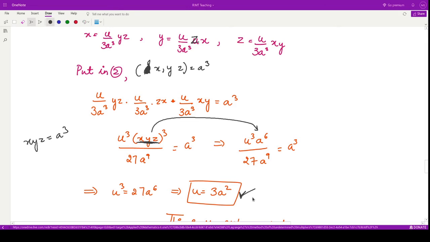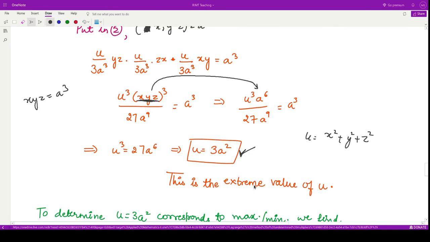So that means here, what was your u? U was the given function, that was x square plus y square plus z square. So this was the given function. So here we are saying, corresponding to this function, 3a square is the extreme value. We do not know what are the stationary points or where this function is maximum or minimum. So until now we know this is the extreme value for u.